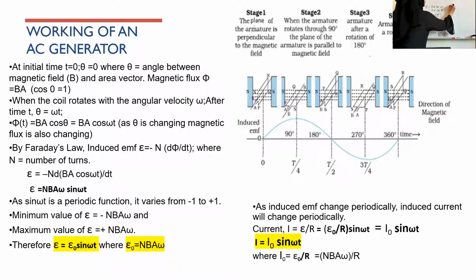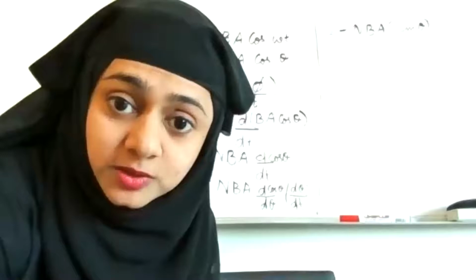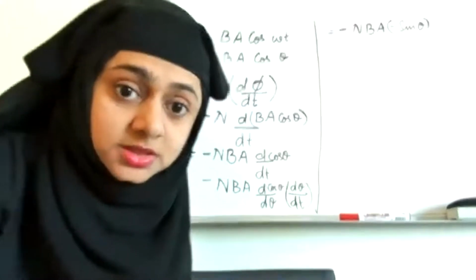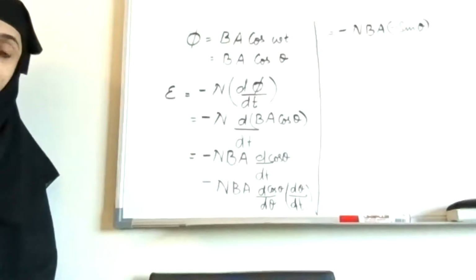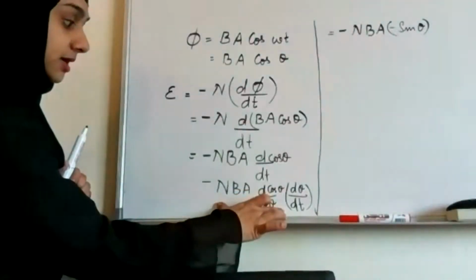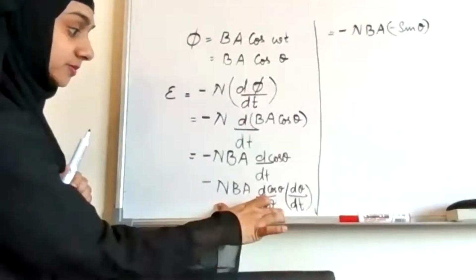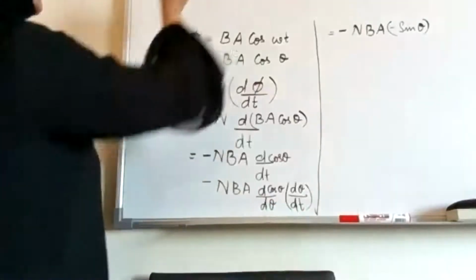So this is equal to minus NBA. d by d theta of cos theta is minus sine theta. Okay, minus sine. Teacher, can you explain that line? One minute. I will stop sharing so that you can see the whiteboard large. Can you see now? That last line. Can you explain the last line? This one? Yeah. Let me tell you.